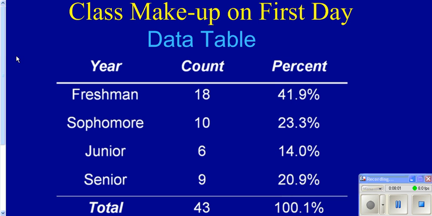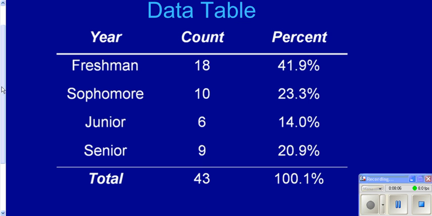So here, let's take a look at makeup on the first day of school. We have our freshmen, sophomores, juniors, and seniors. We have the percents listed over here. Notice our total percent does not add up to 100%, and that's because of some rounding that occurred in our data. It would add up to 100% if we did not round our data, but we didn't want to have a lot of decimal points going out here to the right, so we rounded it to the nearest tenth, causing us to get slightly more than 100, and that's acceptable.